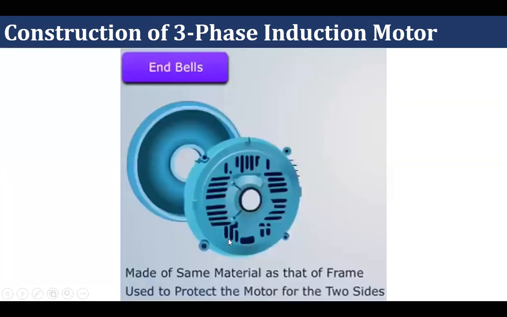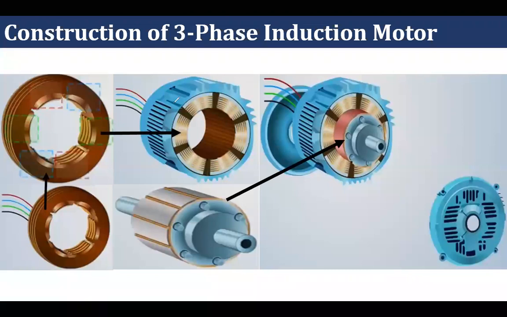End wells are made up of the same material as that of the frame, used to protect the motor on the two sides. So as a summary, we can say that a motor has three parts: stator, rotor and end wells. Stator has a stator core, and on the core, coils are placed within the slots of the core, and a three-phase supply is connected to the coils on the stator.